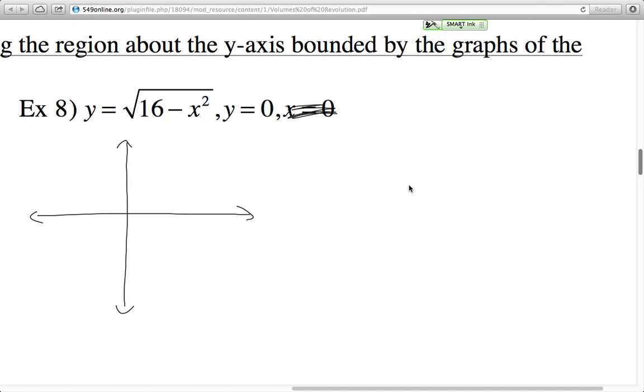All right, so it's going to be right 4, up 4, and left 4. And it's a dome. So there's the region. How do I know this is a dome? This is a common graph you're supposed to memorize.